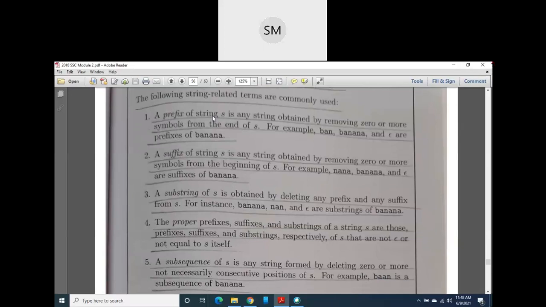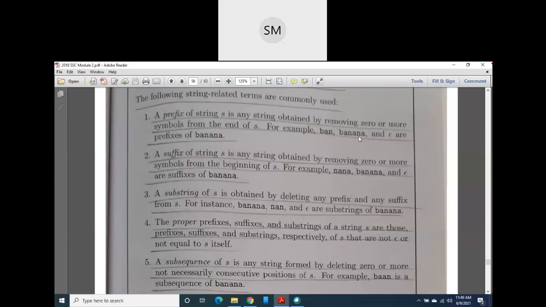Rama, Mrs. Sita, Miss Sita, Professor Rama, Doctor Sita, right? Engineer Sita. Like this, before our name we add something that is nothing but a prefix, right? So here also, a prefix is any string obtained after removing zero or more symbols from the end of that string. The best example: if you remove the last characters from the banana string, whatever remains at the beginning is called a prefix.